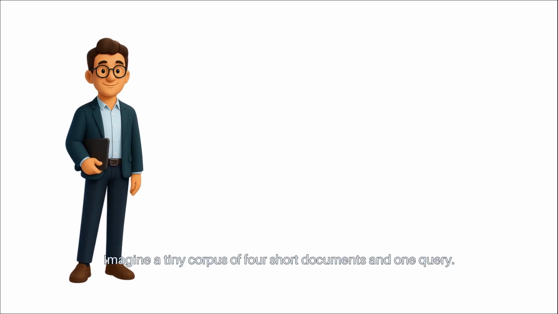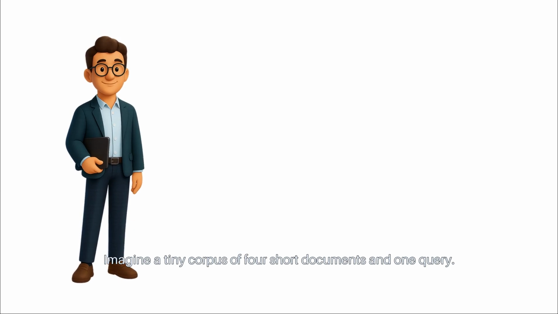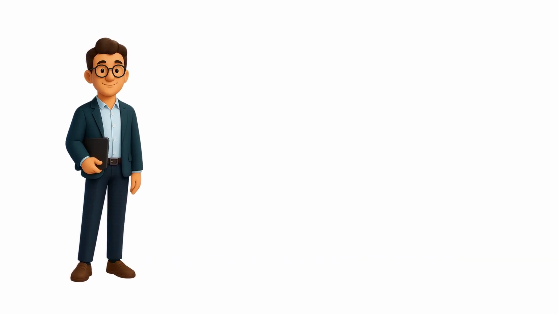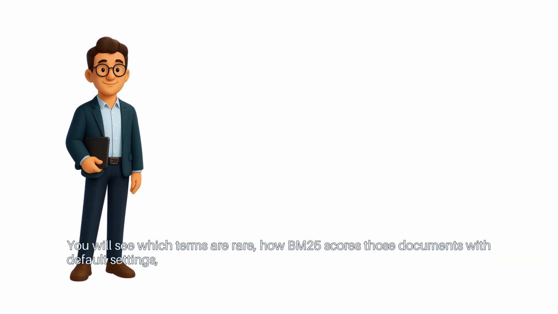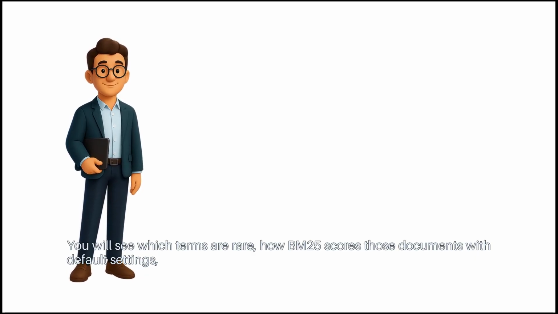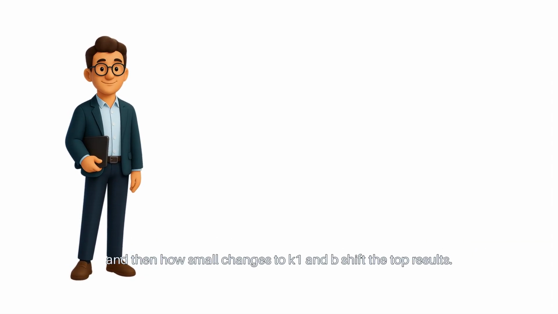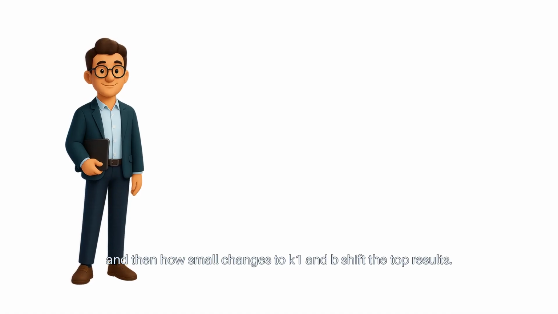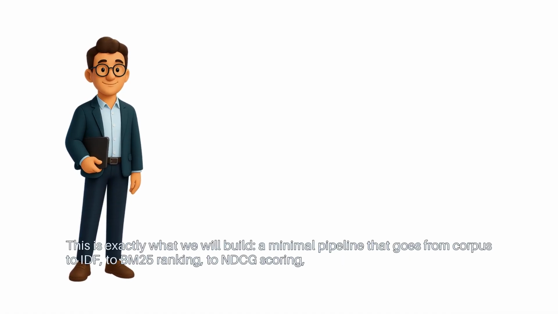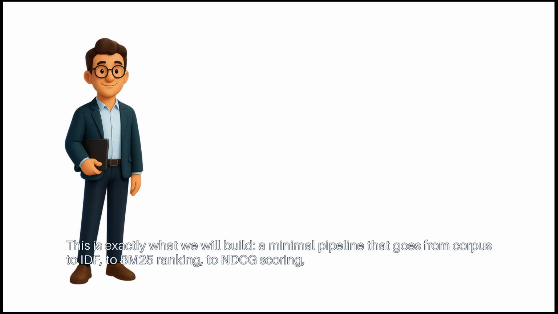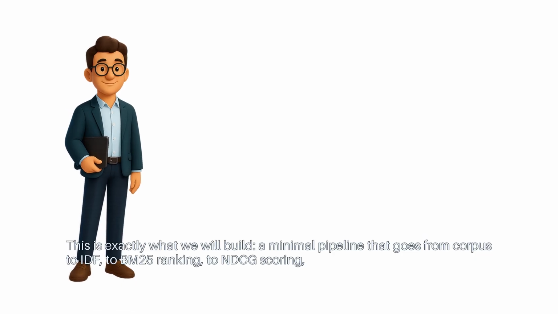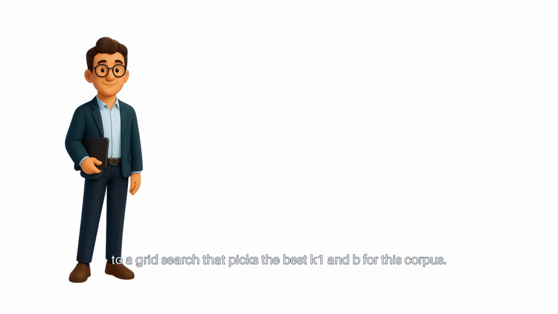Imagine a tiny corpus of 4 short documents and 1 query. You will see which terms are rare, how BM25 scores those documents with default settings, and then how small changes to K1 and B shift the top results. This is exactly what we will build: a minimal pipeline that goes from corpus to IDF, to BM25 ranking, to NDCG scoring, to a grid search that picks the best K1 and B for this corpus.